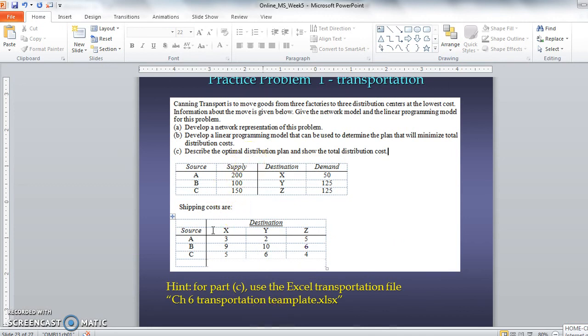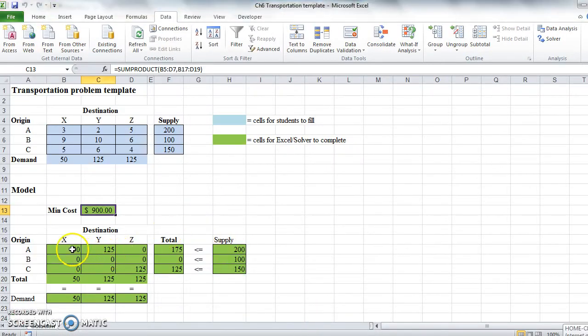What's the optimal distribution plan? Well, this tells us that to satisfy the demand of 50 at destination X, those 50 will come from source A. To satisfy the demand of 125 at Y, they will also come from source A. And to satisfy the demand of 125 at Z, that will come entirely from node C. Nothing will come from node B. They're not going to ship anything at all.